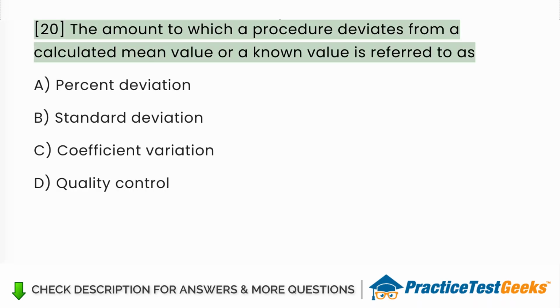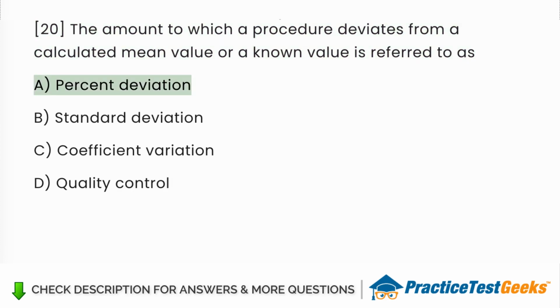The amount to which a procedure deviates from a calculated mean value or a known value is referred to as A. Percent deviation. B. Standard deviation. C. Coefficient of variation. D. Quality control.